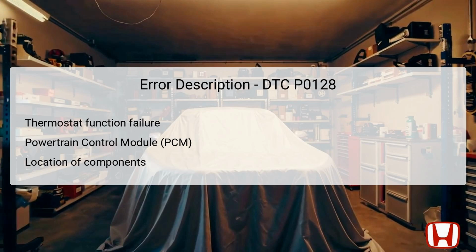The Powertrain Control Module, PCM, is tasked with monitoring the coolant temperature by reading sensors located at both the engine block and the radiator. If the coolant temperature doesn't rise as anticipated, the PCM interprets this as the thermostat being stuck open. Hence, understanding the components involved is critical to diagnosing the malfunction accurately.